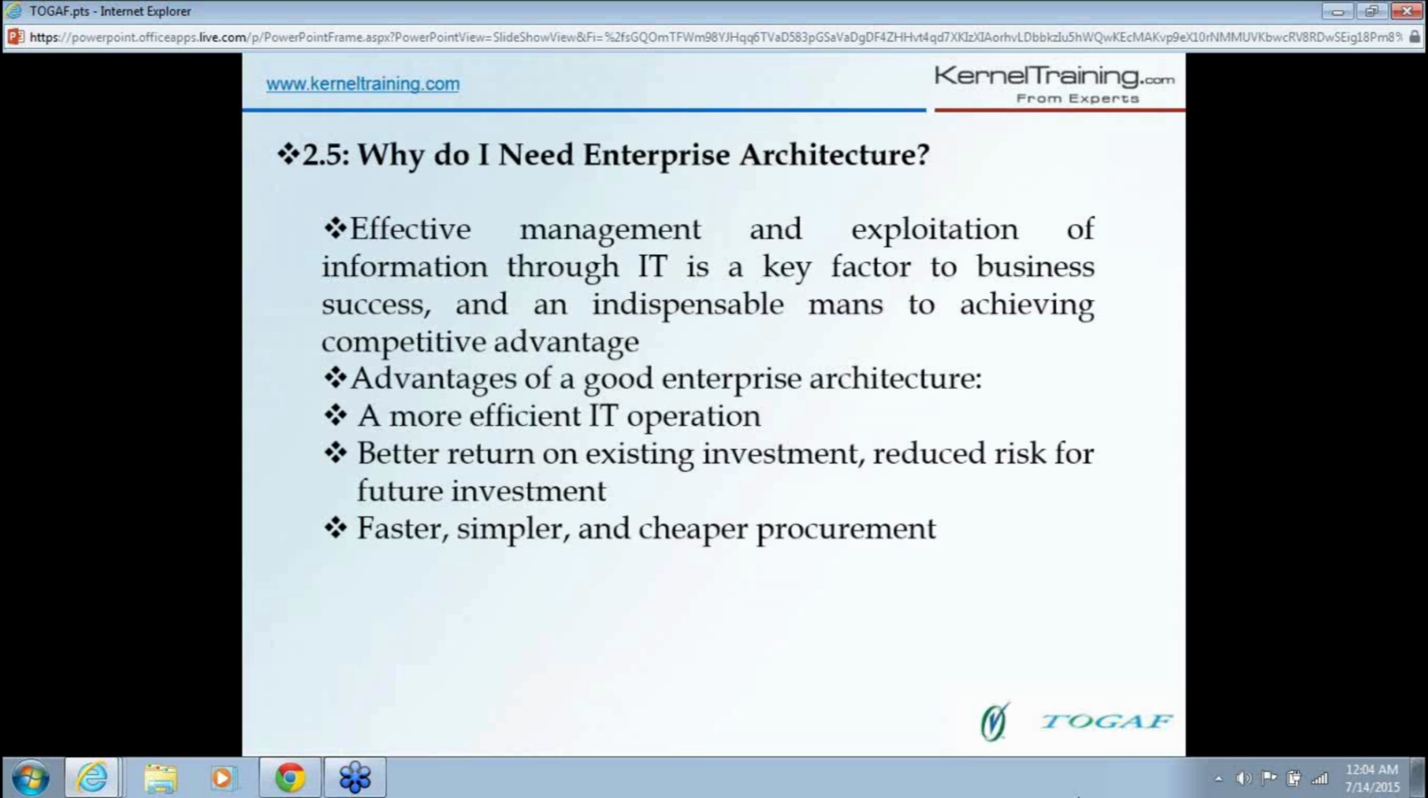And then the last point is basically that it's faster, simpler, and cheaper procurement. Once you have TOGAF in place, you can identify what all the components are that are required, and what your existing vendors are that can provide this kind of infrastructure to implement this solution. Once you have a good relation with your vendors, you will probably end up buying hardware at a cheaper cost instead of going to new vendors all the time.